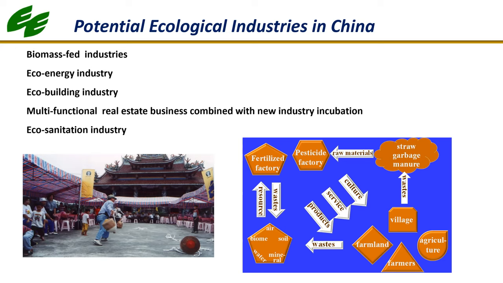He thought that the industrial transition of China should be from made in China to made in China to enjoy in China. And he gave a list of potential ecological industries in China. For example, the biomass industry, eco-energy industry, eco-building industry, and eco-sanitation industry.